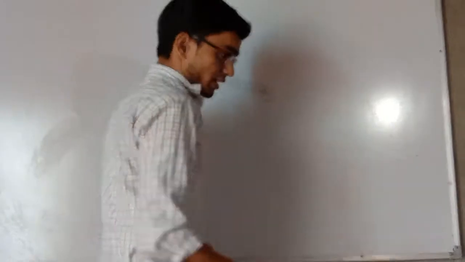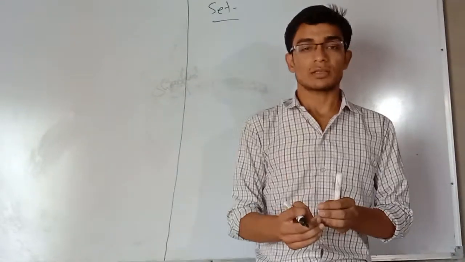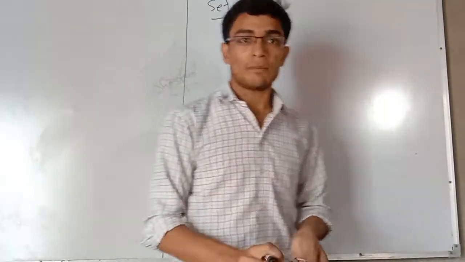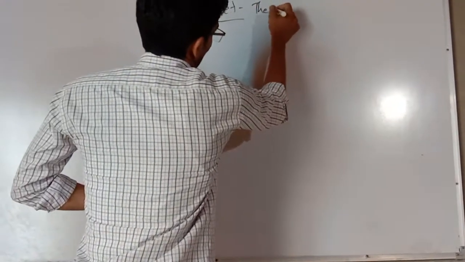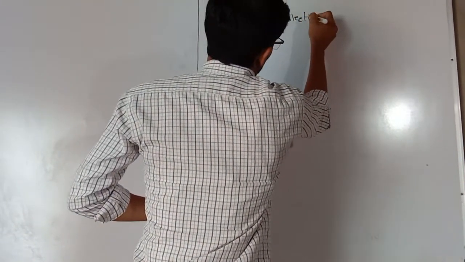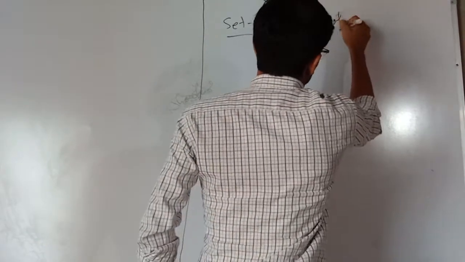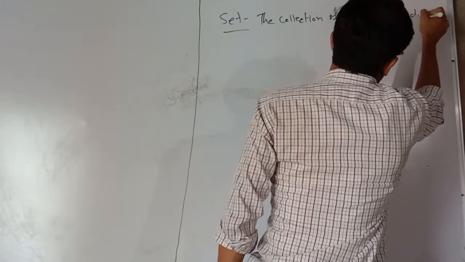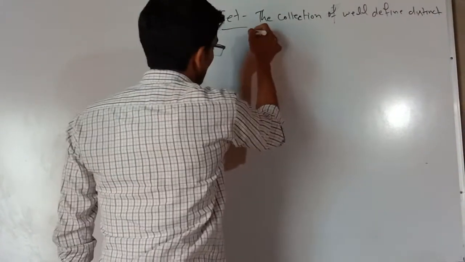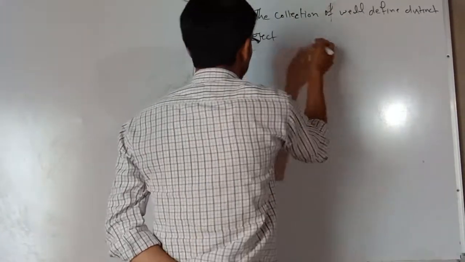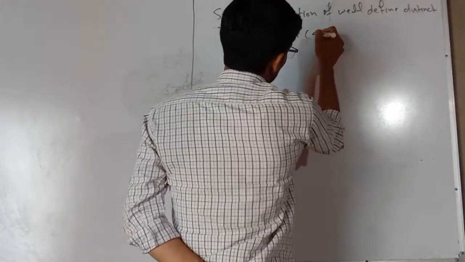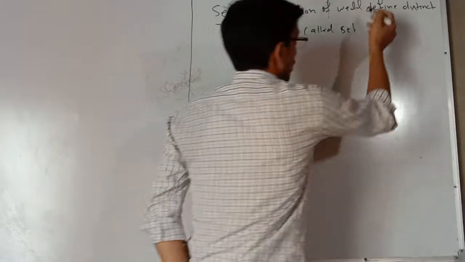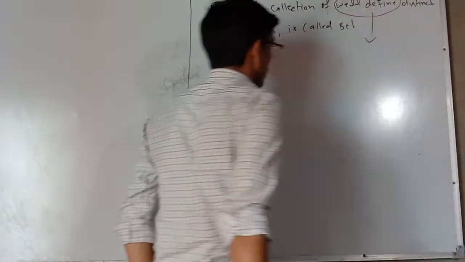What is set? Set means the collection of well-defined distinct objects. I will tell you about the meaning of well-defined, but the definition of set is the collection of well-defined distinct objects. The collection of both well-defined distinct objects is called a set. So I will tell you about the meaning of well-defined.